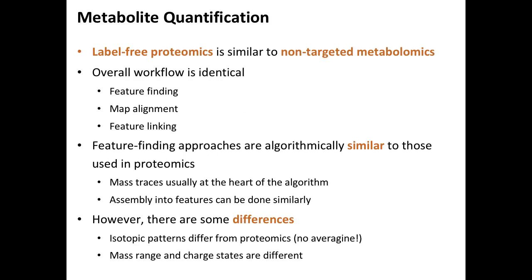Metabolite quantification, however, that is something that we understand reasonably well. It's basically the same idea that we discussed this morning. Label-free proteomics is very similar to non-targeted metabolomics. The overall workflow is basically the same. We do some feature finding. That is the key difference. We need to do the feature finding in a different manner. We do the map alignment, we do the feature linking exactly with the same tools and the same workflow. That is really straightforward.